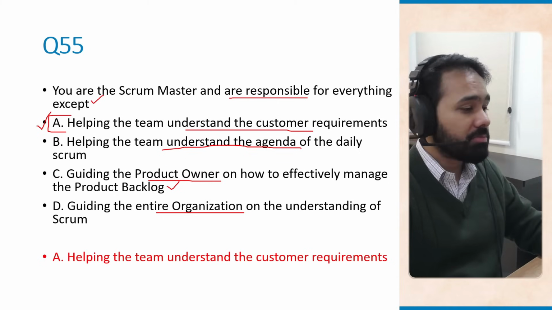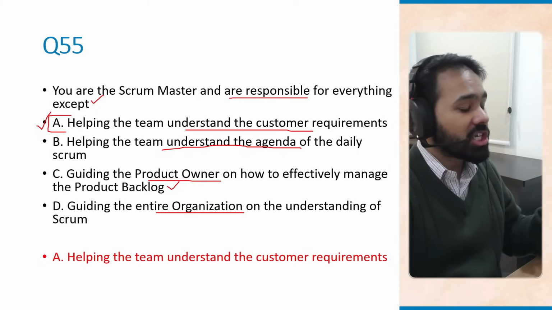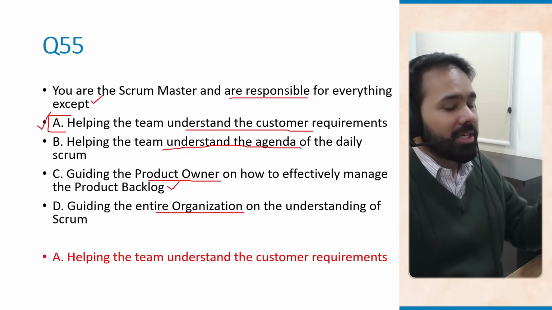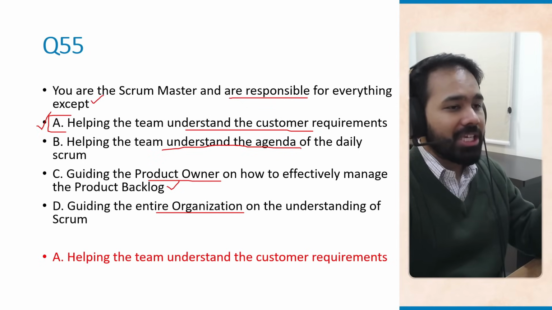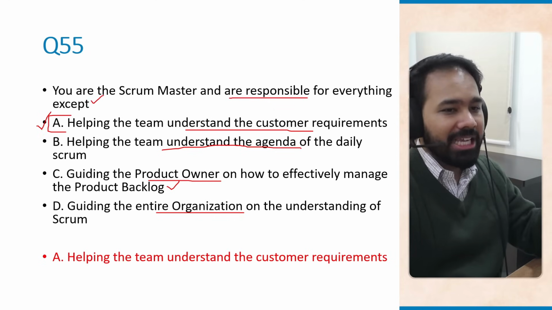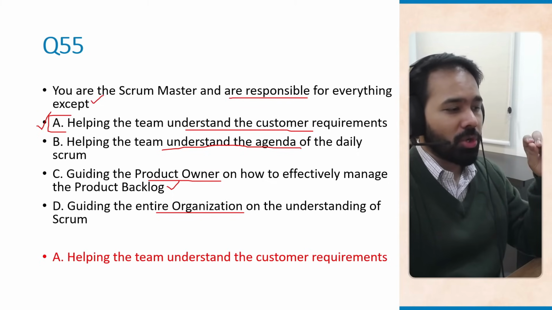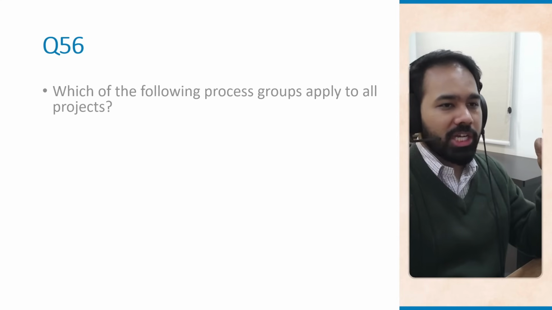It is also the Scrum Master's responsibility to remove impediments. It is also Scrum Master's responsibility to promote self organization and cross functionality within the team. But the product owner is the owner of requirements. The Scrum Master owns the process, the Scrum process, and the team owns the delivery, right? So I hope I was able to explain this difference in the roles of product owner, Scrum Master, and the Scrum team.